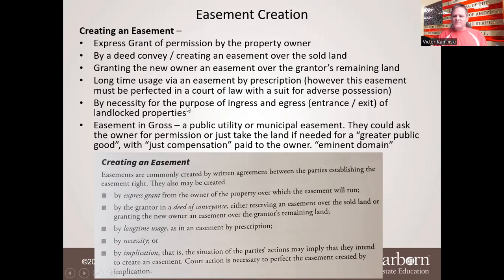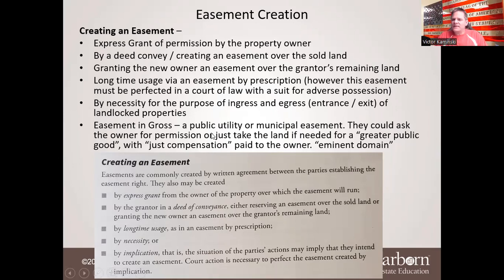By necessity. An easement by necessity is an easement that's used to gain access, for the purpose of ingress or egress, to cross over someone else's land to get to yours when your land has been landlocked. So it's necessary to cross over your neighbor's property to get to yours. That's what an easement by necessity is. You guys have to understand and know the different types of easements and what their purposes are. There's also an easement in gross, that's a public or utility easement.